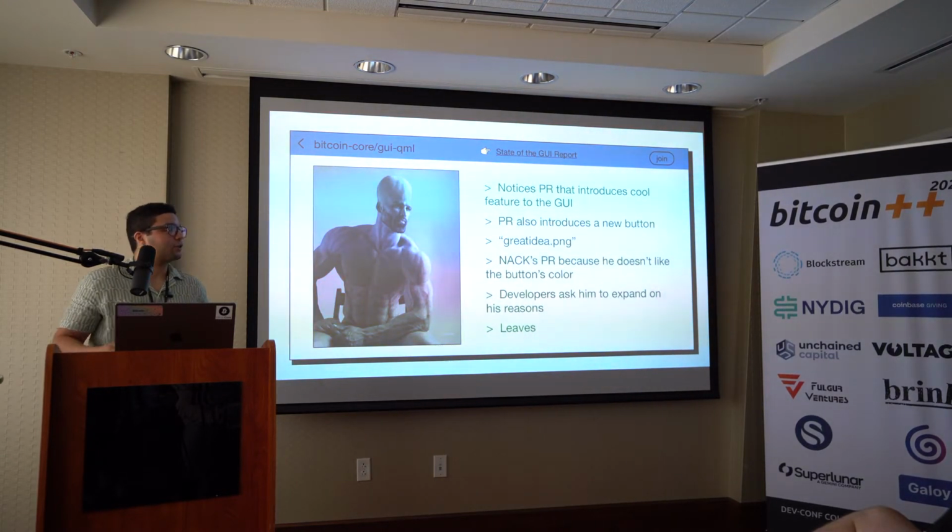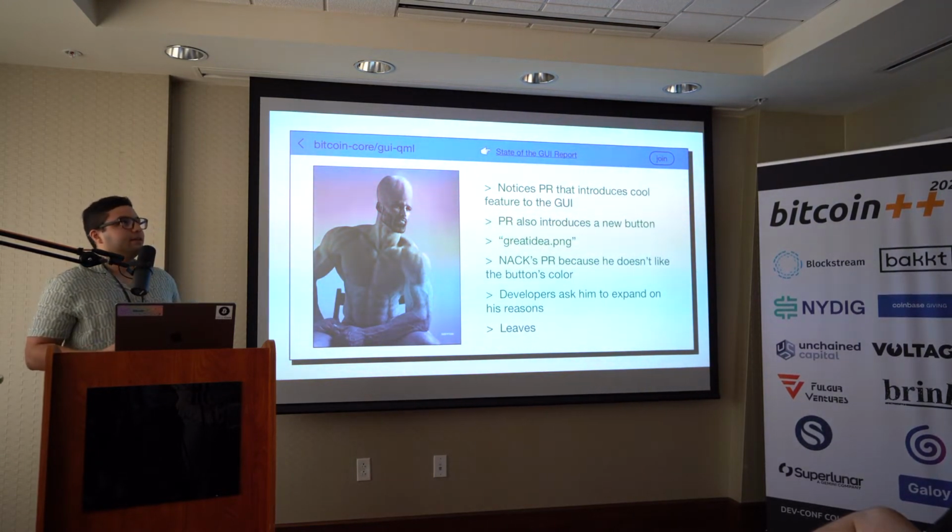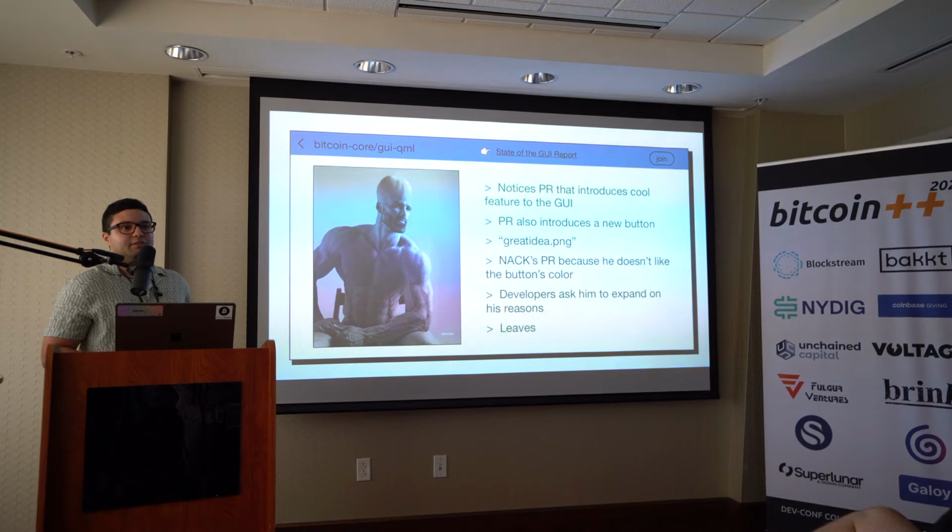But with this, I wanted to get across that within the Bitcoin Core GUI repo, there's been a lot of bike shedding that has discouraged development, because developers can't agree on a color, or agree on the size, or where this button should be. And so this just has been a problem within the repo overall.